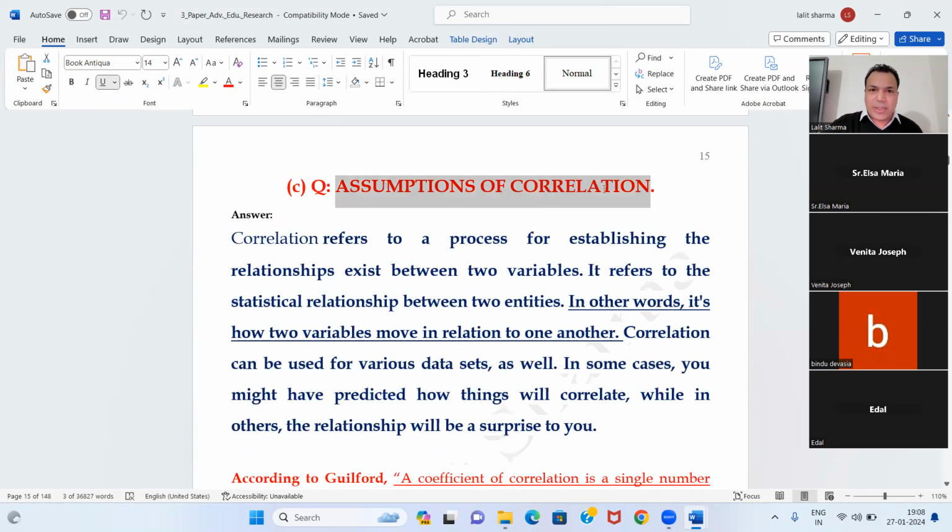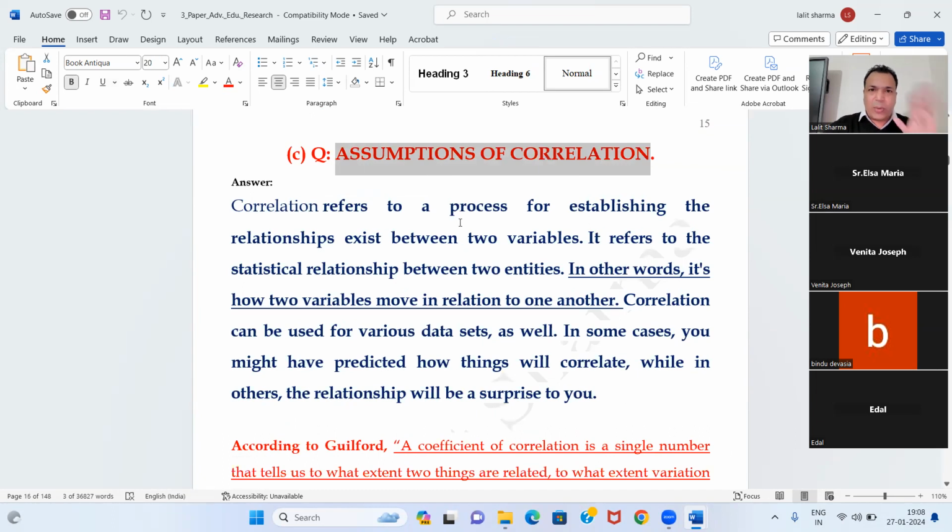So the question is assumptions of correlation. So here we will understand only correlations, right? Correlations basically क्या होता है?